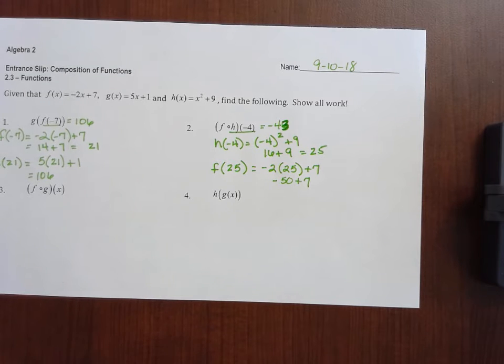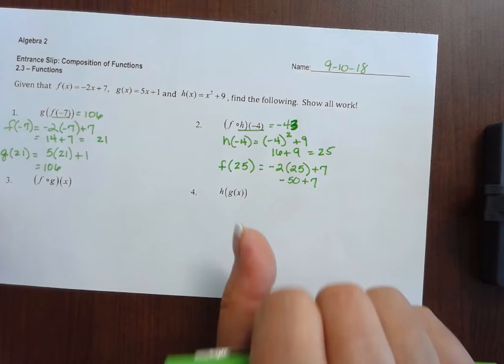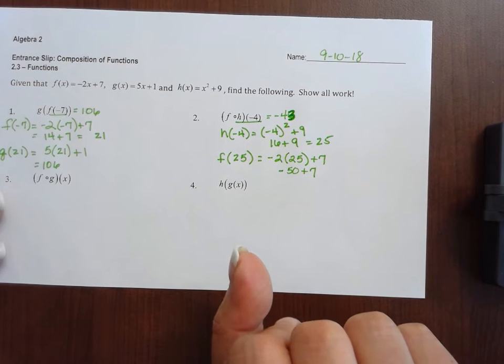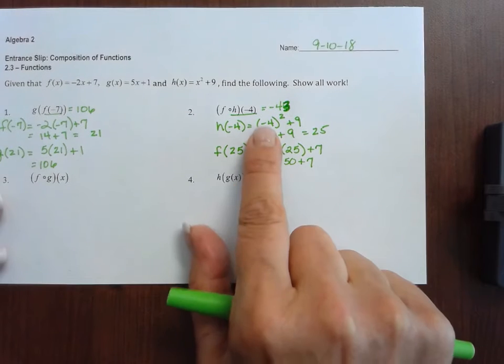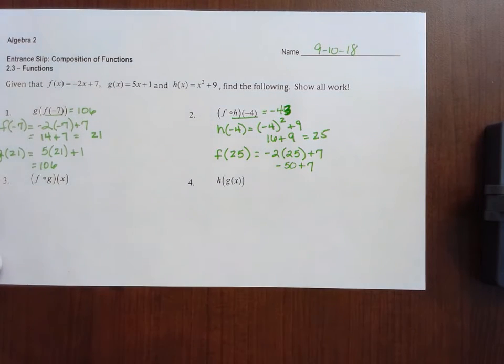Okay, so was it calculation errors? Yes. Was it that negative 4 squared is not negative 16? Okay. Good.